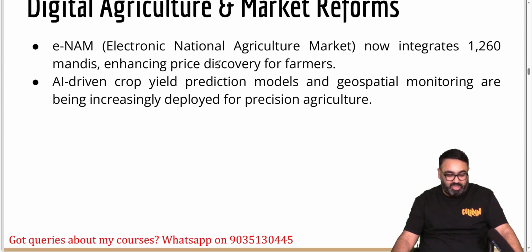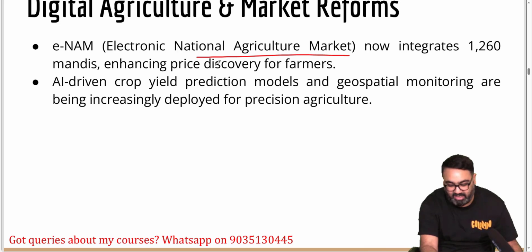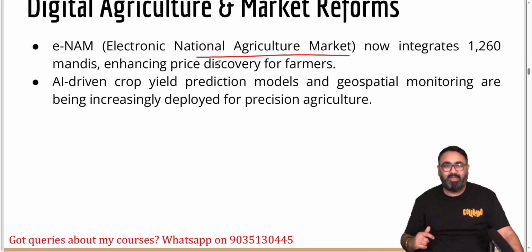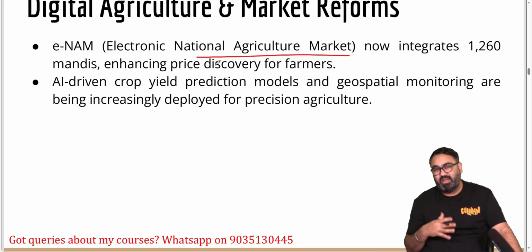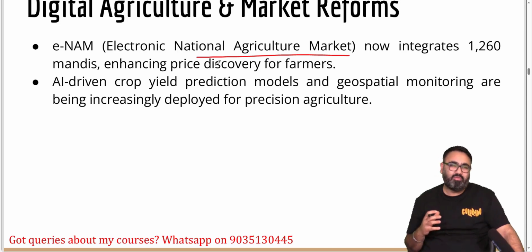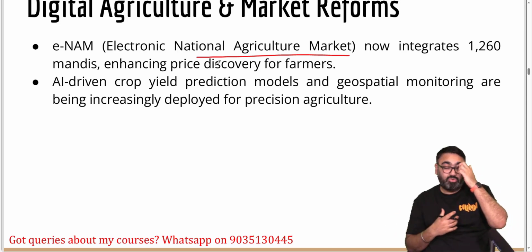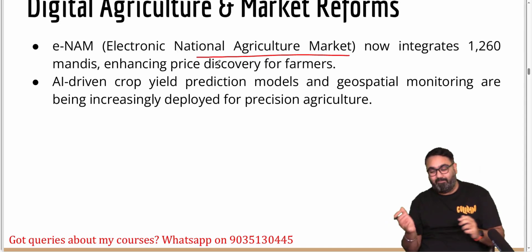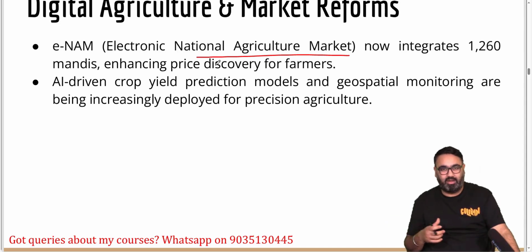Other reforms also include digital agriculture and market reforms. So the government is giving a push to ENAM, Electronic National Agriculture Market, meaning that they would not have to physically transfer their goods. Because what happens, think of it from the point of view of the farmer. A farmer, let's say, has 1000 kg of produce, and they hire a tractor or a truck to take it to the market to sell it. Now, just to transport this to the market, they have paid cost to the tractor or the truck.